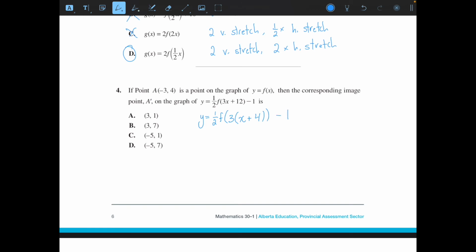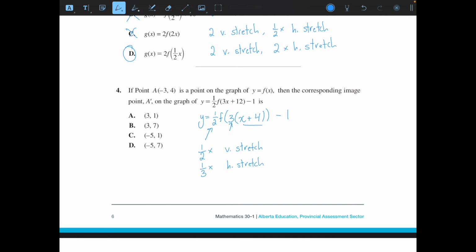And then the outside is still minus 1. Okay, it doesn't look as pretty, I know, but it's going to help. So let's begin to describe each transformation. So this 1/2 on the outside, since it's on the outside of the f, it's acting on the y, and we can just describe it as it is. So it's just a 1/2 times vertical stretch. Next, we have the 3 on the inside, so we do the opposite since it's acting on the x. So it's a 1/3 times horizontal stretch.